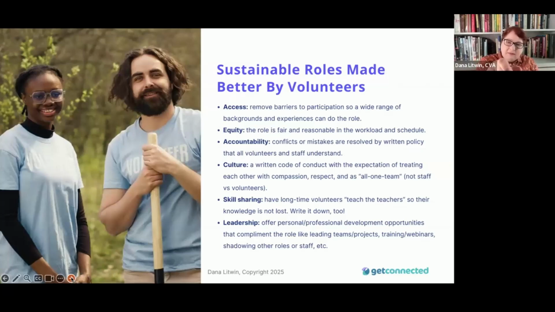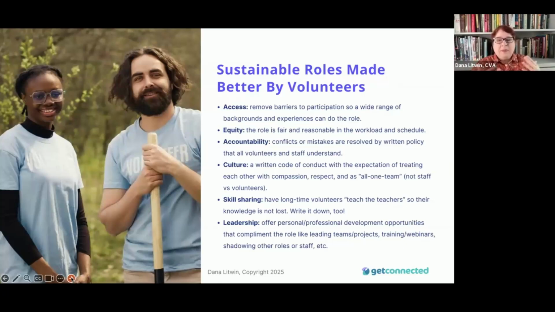Again, we don't want to have that MVV be the Jenga piece that everything tumbles when it comes down. So have these long-term volunteers teach the teachers and put on workshops or make training videos, or have people shadow them and learn on the job if that's necessary, so that their knowledge is not lost. And write it down too. Maybe they're the one to write it down. Maybe there's another volunteer that writes it down for them.